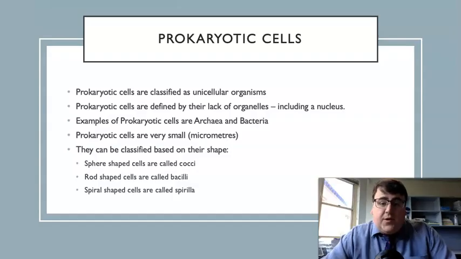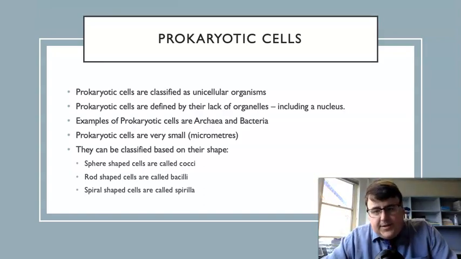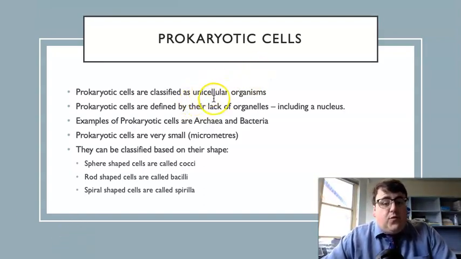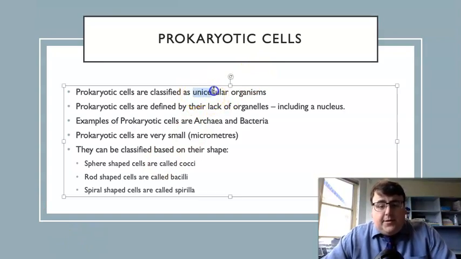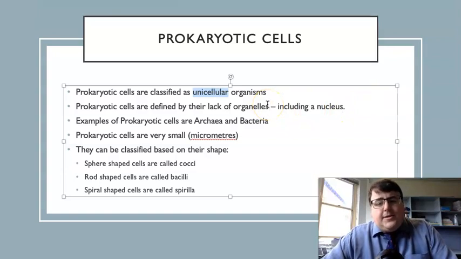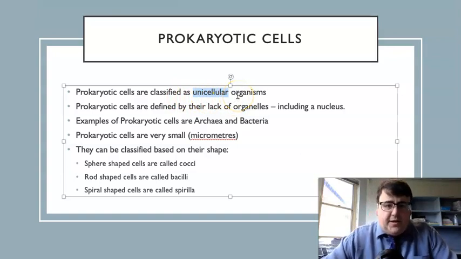Moving on, we're now going to be looking at prokaryotic cells. Prokaryotic cells are classified as what's known as a unicellular organism. Again, in biology, like we said last week, a lot of the things that we talk about, even if you're not familiar with the term, you can work it out. The word uni meaning one, cellular meaning cell, so prokaryotic cells are single-celled organisms. All prokaryotic cells that we find will be classified as single-celled organisms.